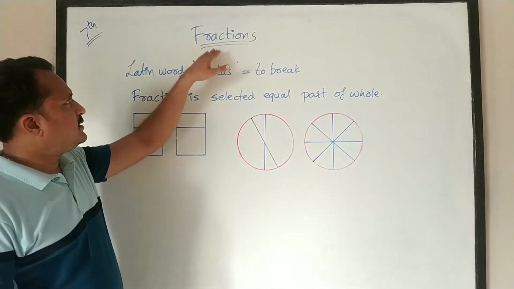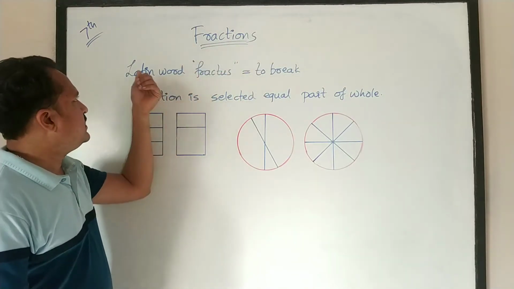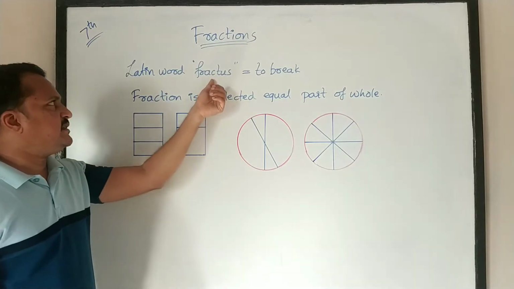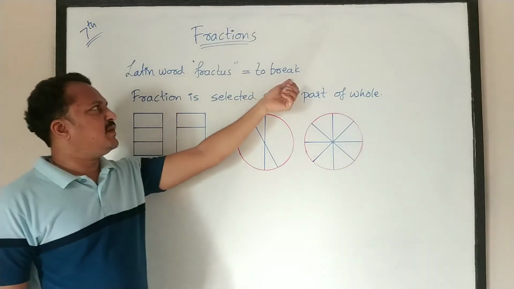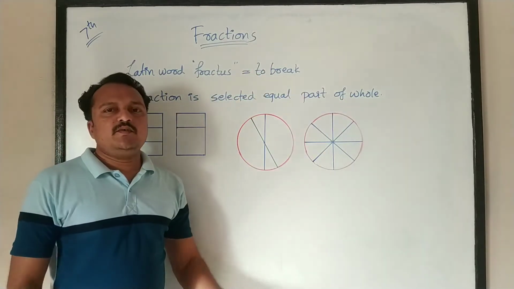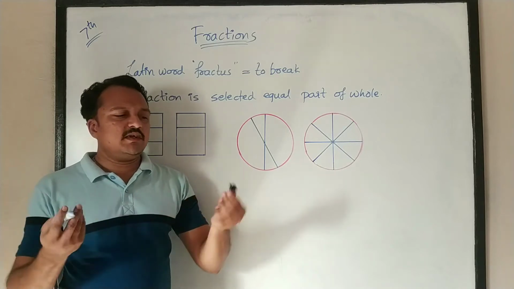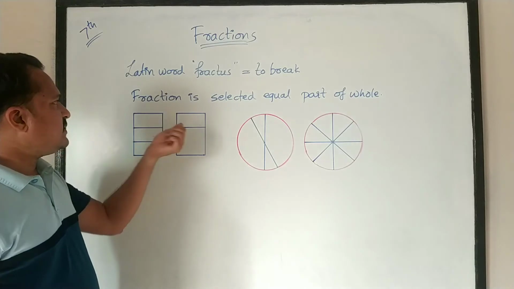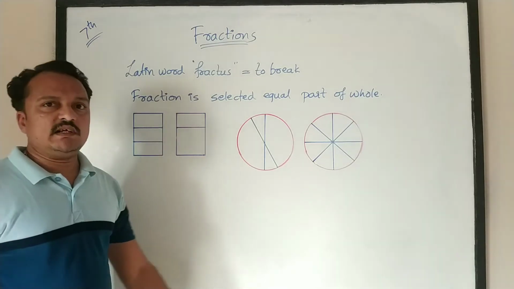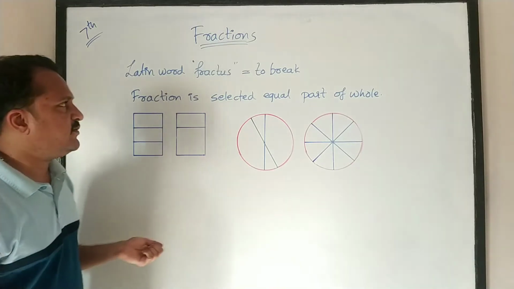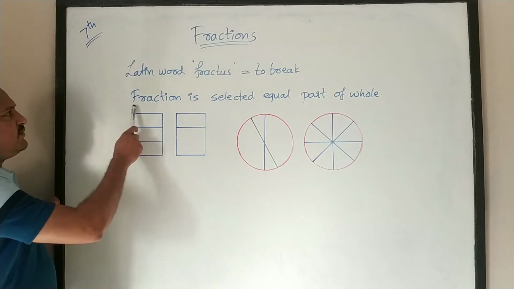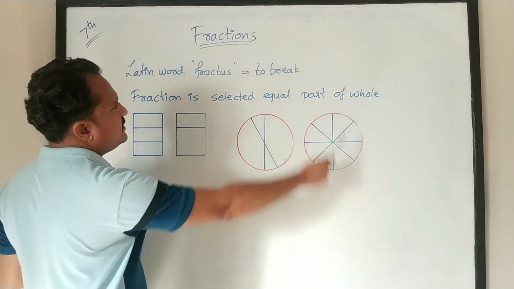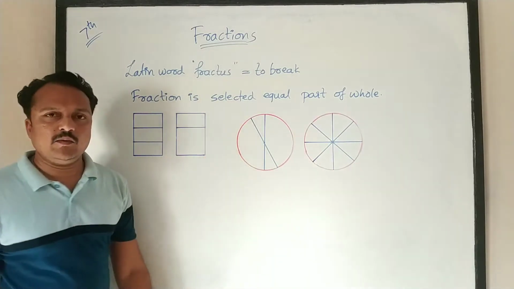The word fraction we have taken from the Latin word fractus. Fractus means to break. To break means with one whole, we are going to break that one into some parts. Then can we call any part of that one a fraction or not? That we have to understand. So according to the definition, a fraction is a selected equal part of a whole.